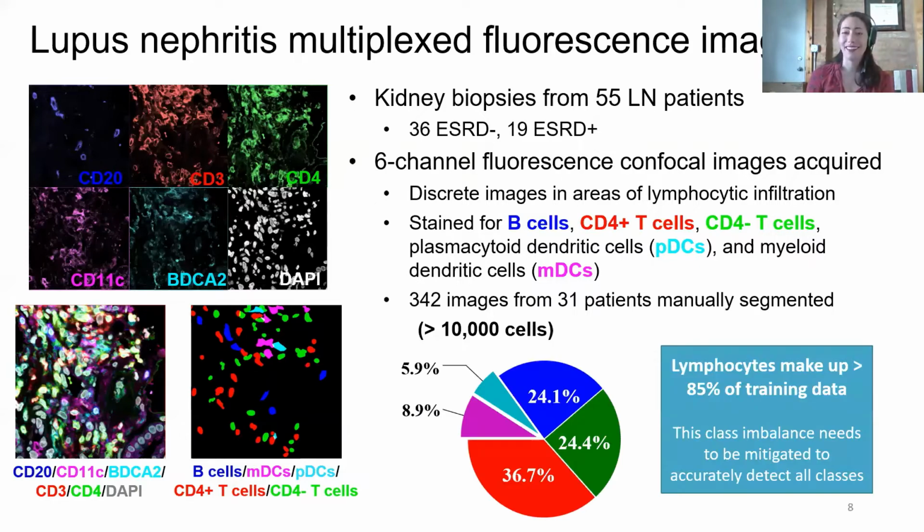And this provides a class imbalance issue, which needs to be mitigated to accurately detect all cell classes. So you want to have as balanced cell classes as possible for these algorithms, which when you're looking at lupus nephritis in these regions of dense lymphocytic infiltration, there is an inherent class imbalance in the biology. So we can't exactly augment by providing DC specific images because there will be lymphocytes in those images as well.